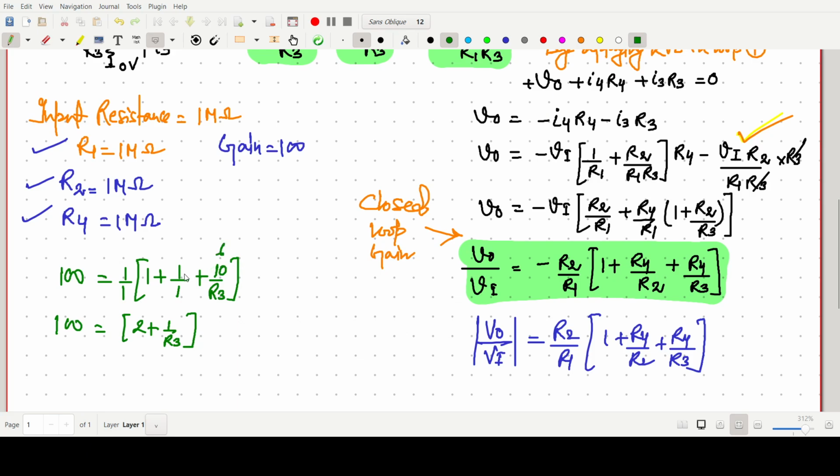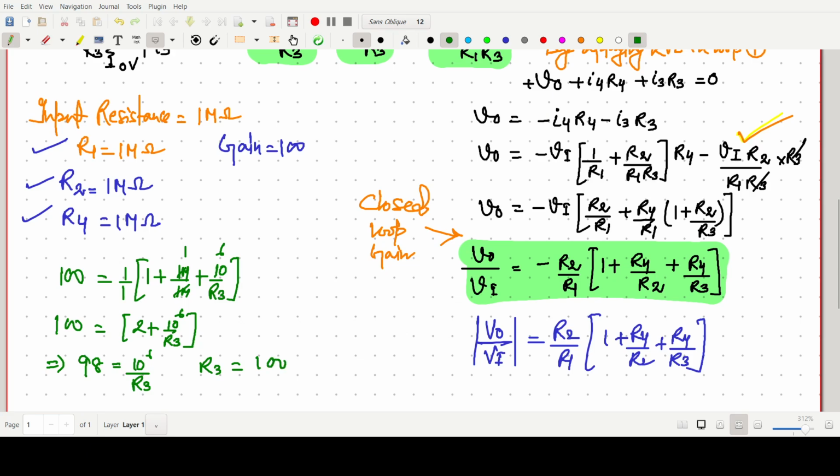This one is basically 10 to the power 6. Here mega cancels, and 1 is the unit, so 1 plus 1 is 2. 2 plus 1 by R3 means basically 10 to the power 6, since R4 is 1 mega ohm. So 10 to the power 6 by 10 to the power 6 cancels out, and it is simply 1. So 2 plus 10 to the power 6 by R3. If you solve, it will be 98 equals 10 to the power 6 by R3. So R3 equals 10 to the power 6 by 98.